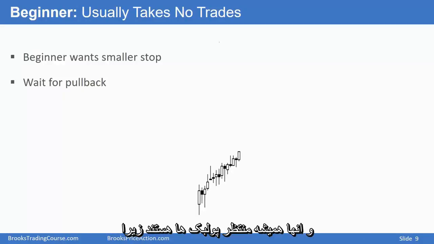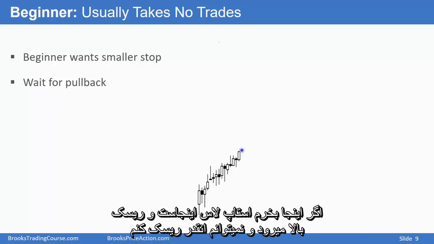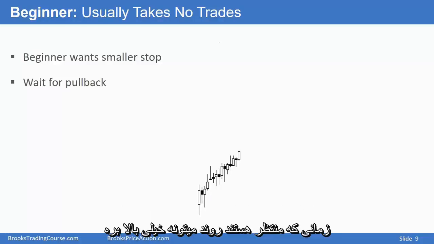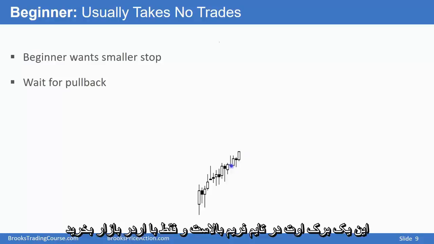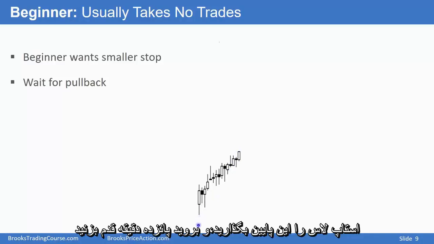And they're also always waiting for pullbacks because they think, well, I don't want to buy up here because my stop is too big. I can't afford to risk that much. While they wait, the trend can continue up a long way. They have to get used to just buying at the market. They see the market's going up, tight channel. It's a breakout on a higher time frame. You just buy at the market, put a stop down here, go for a walk for 15 minutes.